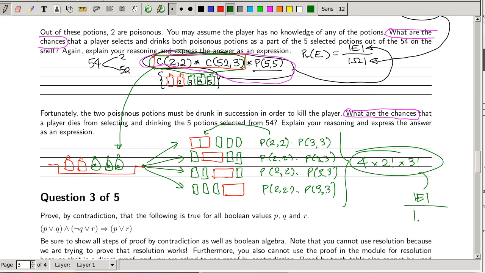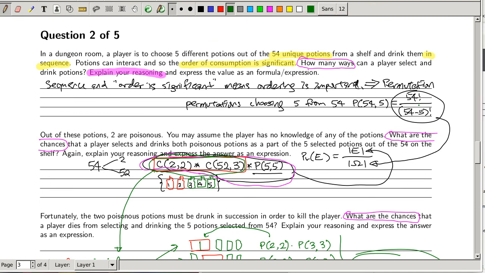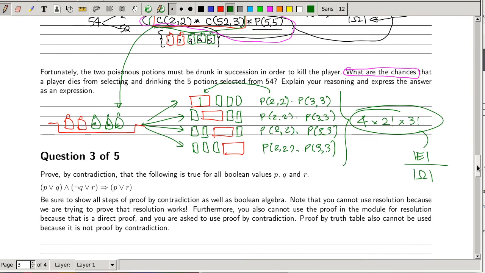Then we divide it by the cardinality of omega, which is still the same omega as last time, and that becomes the answer. So the answer is 4 times 2 times 6, and then the whole thing divided by the number of permutations of choosing 5 out of 54. So that is a pretty slim chance that a player would die from drinking the potions.